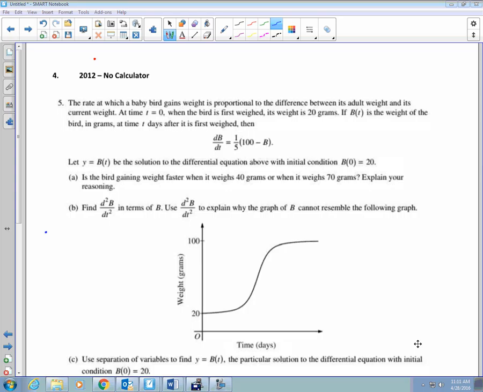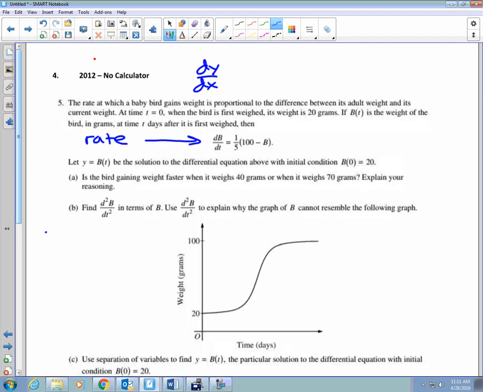Let y equals B of t be the solution to the differential equation above with the initial condition B of 0 equals 20. Can you tell me, the equation I'm given, does that tell me the weight, or does it tell me the rate at which it gains weight? This is a rate equation. That's very important for you to understand. It would be like it said dy over dx. The question is: is the bird gaining weight faster when it weighs 40 grams or when it weighs 70 grams? Any idea how we'd figure that out?